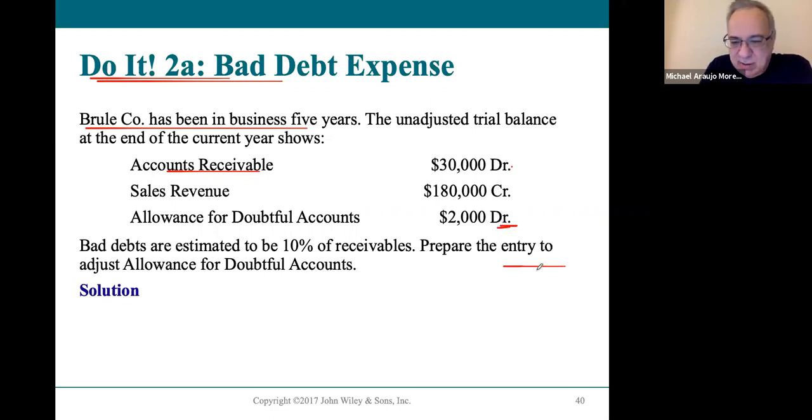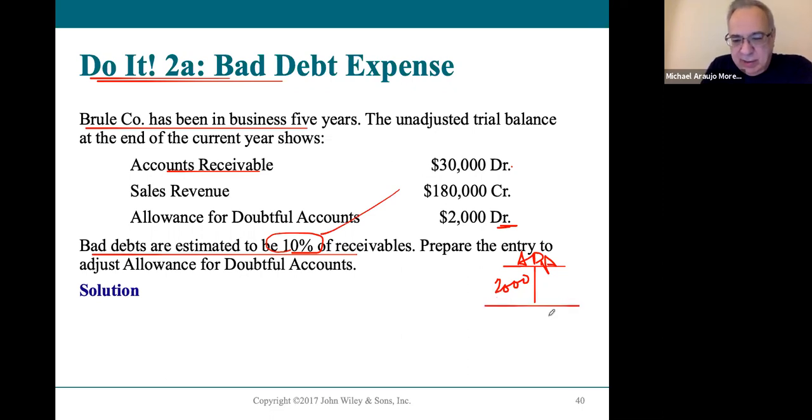So this is really weird. Again, here's our ADA account, and it's got a $2,000 debit side balance. Interesting. What do we want our balance to be? Well, bad debts are 10% of receivables. So 10% of receivables is $3,000.